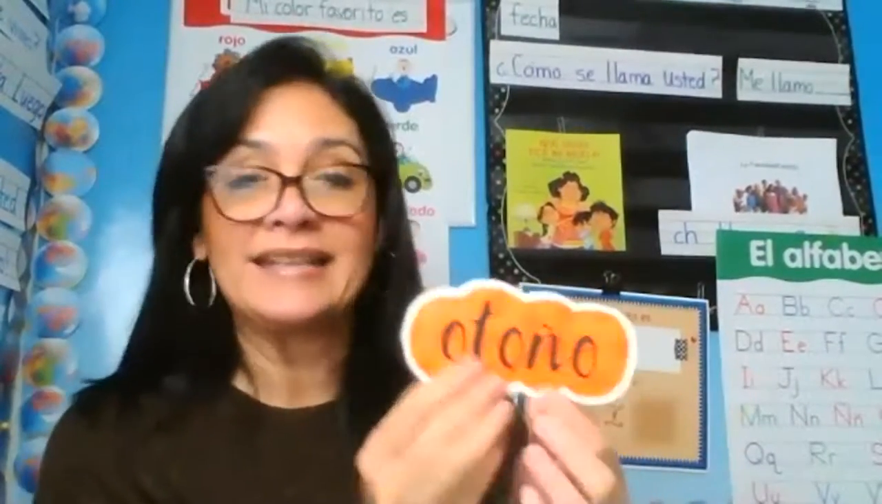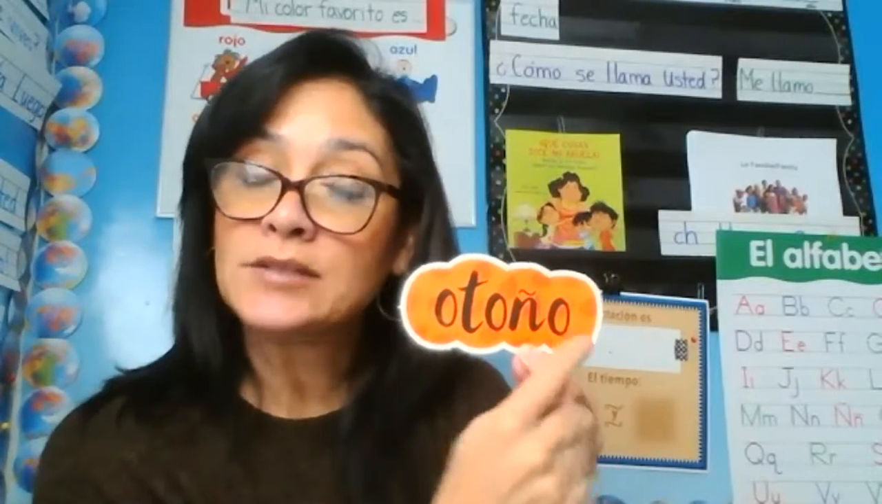When we talk about season, estación, repite, estación. To say the season is, la estación es. Repite, la estación es. And we would say, before I add it, otoño. Repite, otoño. Remember, the O in Spanish always says O, and the ñ makes a ñ sound. Otoño, which means fall or autumn in English.